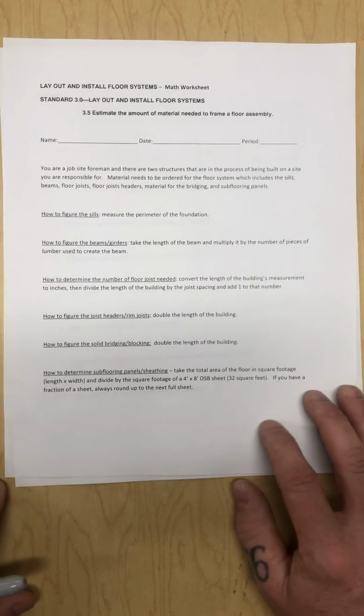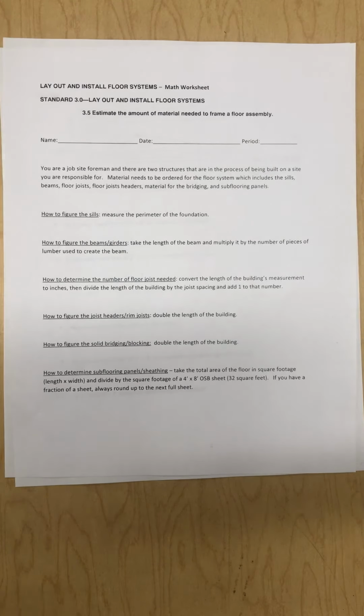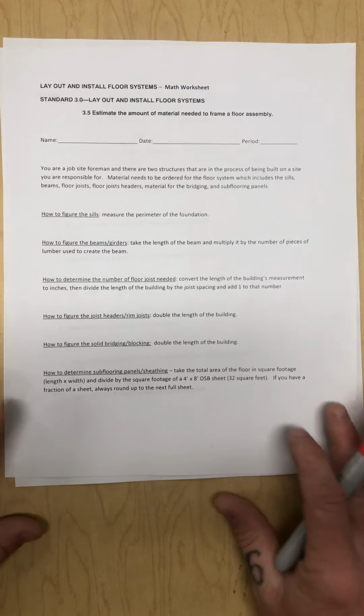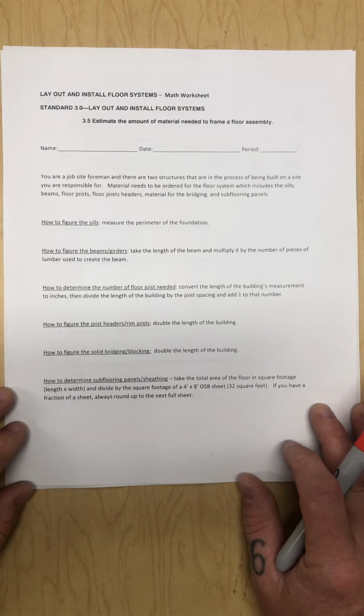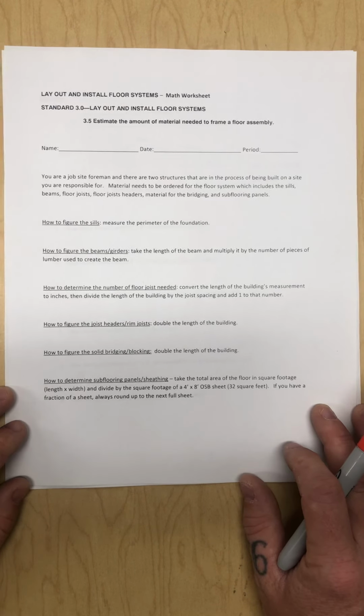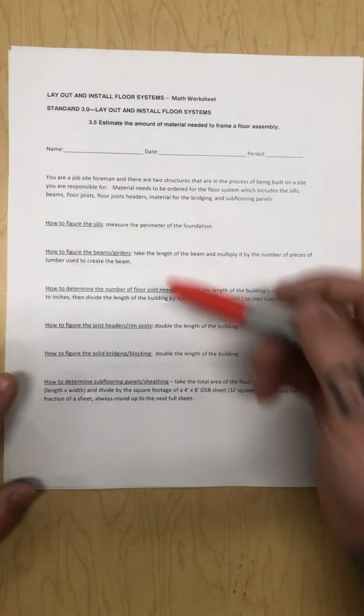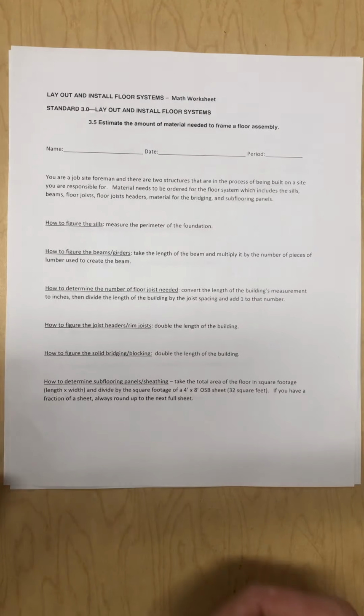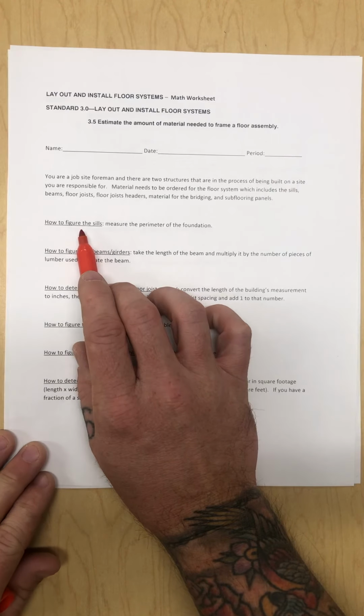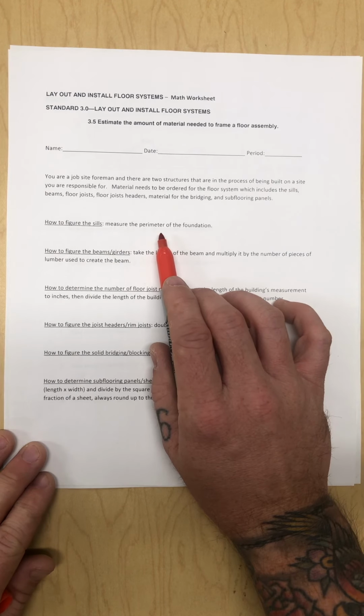All right, so today we're going to talk about how to estimate the different number of floor framing material that we'll need. It's a little different than estimating wall framing material, so we'll get to that in the next unit. But it's relatively simple, okay? So on the front sheet, and you'll see this on the assignment page, the front page is kind of like all the different formulas that you're going to use. So how to figure the sills, you're just going to measure the perimeter of the foundation.